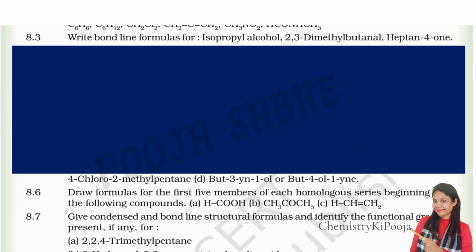The next question, 8.3. Write bond line formulas for isopropyl alcohol, 2,3 dimethyl butanal, heptan-4-one. So let us quickly start now. The first one is isopropyl alcohol. Now, before writing the bond line formula, let us quickly write down the structural formula.